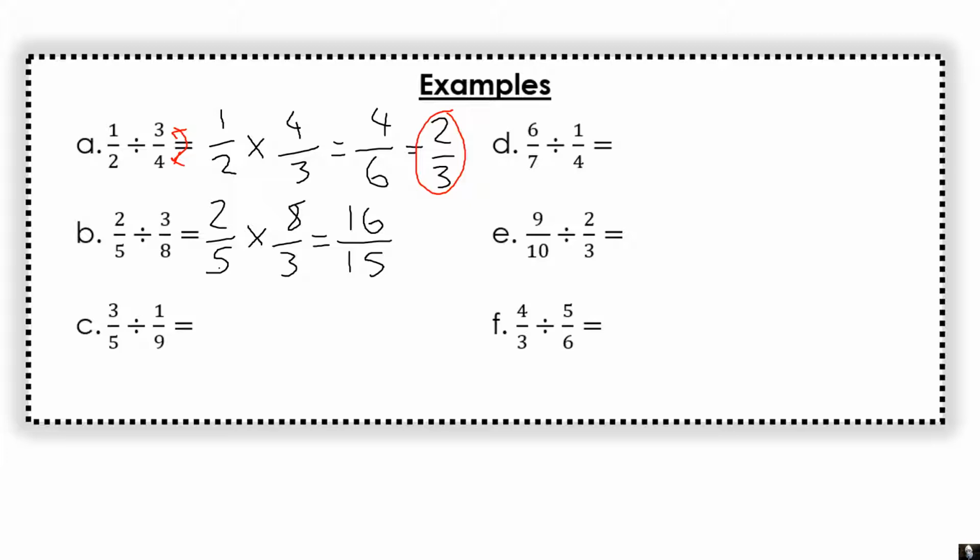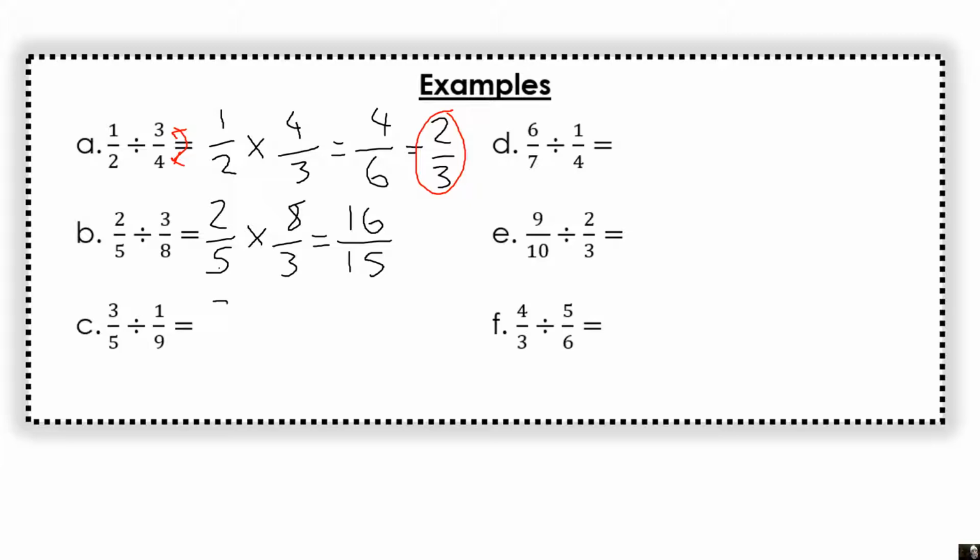Now it's up to you if you want to change your answer to a mixed number or if you want to leave it as an improper fraction. I'm going to leave mine as an improper fraction as 16/15. All right. Example C. So we've got 3/5 divided by 1/9.